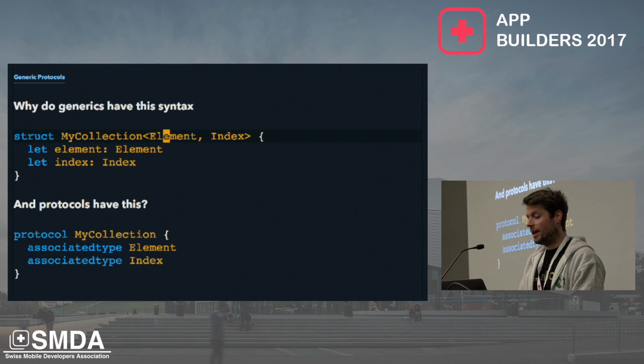Why did the Swift designers use generics this way, but for protocols we have to use it this very different way? Why can't you just use the rectangular brackets also for protocols? And let's, for a minute, imagine that Swift would support this. So let's imagine we hack the compiler and we add the ability to have generic protocols.